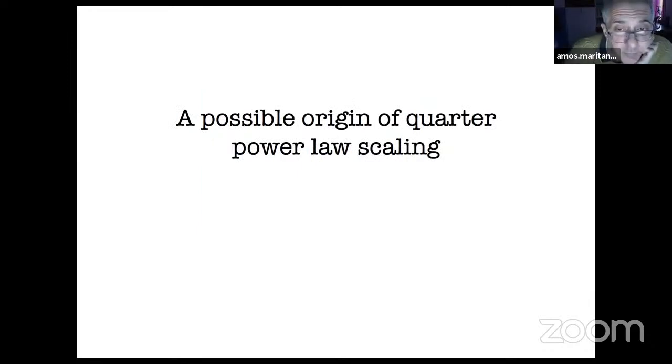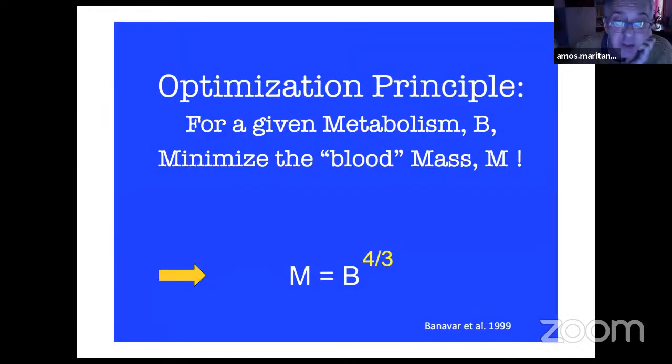So now we will concentrate on the possible origin of this quarter power law. Many years ago, we had some intuition on why or where this three quarter comes from. We were hypothesizing that this could be the result of an optimization principle. We said that for a given metabolic rate, evolution has selected animals or organisms whose mass is as small as possible for that given metabolic rate.